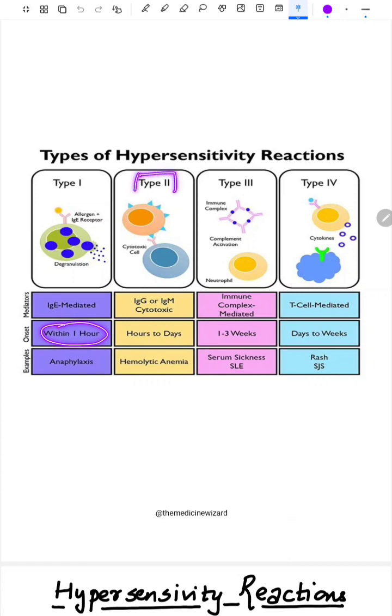Then we have type 2 hypersensitivity. It is also known as the antibody mediated hypersensitivity reaction, and the mediators are IgG or IgM antibody, right? And it occurs within hours to days. Then type 3 hypersensitivity reaction is also known as the antigen antibody complex mediated hypersensitivity reaction. So you can see there's an immune complex which will be acting against the system, right? So it is immune complex mediated and it occurs within 1 to 3 weeks. Then we have type 4 hypersensitivity, which is T cell mediated, also known as the delayed type hypersensitivity reaction, which occurs within days to weeks.